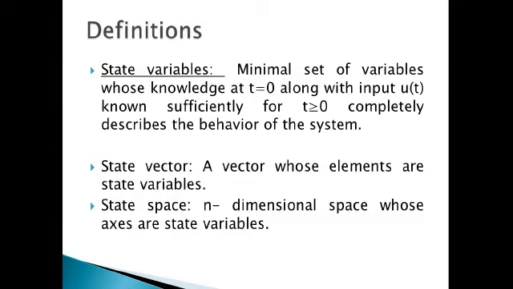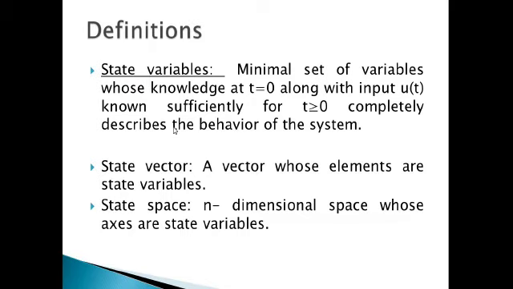Any system, if you want to explain that, some variables are required. For example, a particular system having 4 to 5 variables, all the 5 variables may not be required to explain that system. Out of them, 3 or 4 may be required. Therefore, the state variables are the minimum set of variables whose knowledge at t equal to 0, along with the input u of t known for t greater than or equal to 0, completely describe the behavior of the system. This is called a state variable.